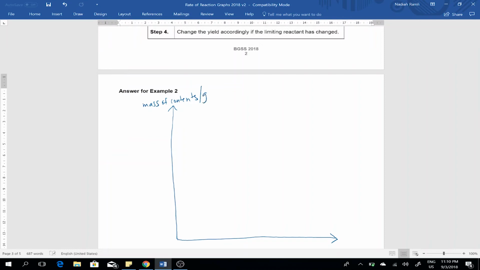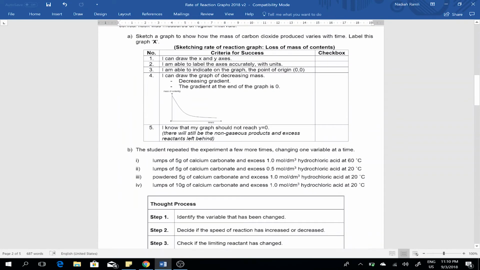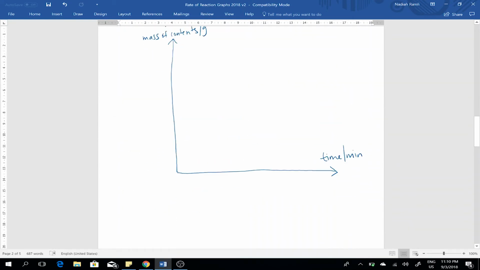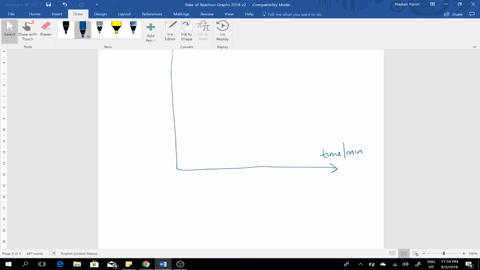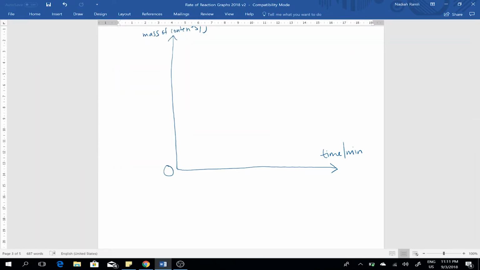Slash grams, and then you go, and this is time per minute or seconds. Alright, next, let's just look here. I'm able to indicate on the graph the point of origin. Now this is important so that we know where is 0. Okay, so this is 0, the point of origin.